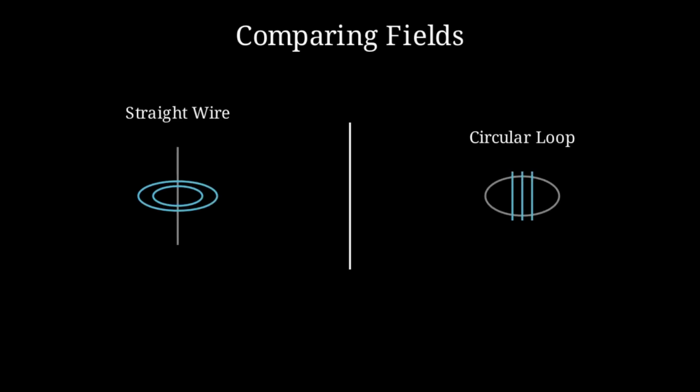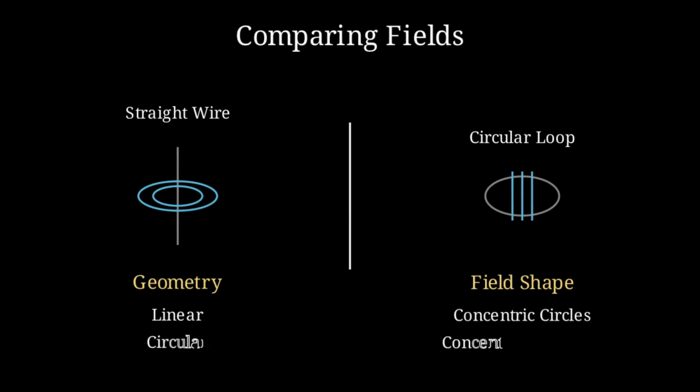In summary, a straight conductor creates a distributed circular field, while a circular loop concentrates the field at its center, creating a distinct magnetic dipole similar to a bar magnet.